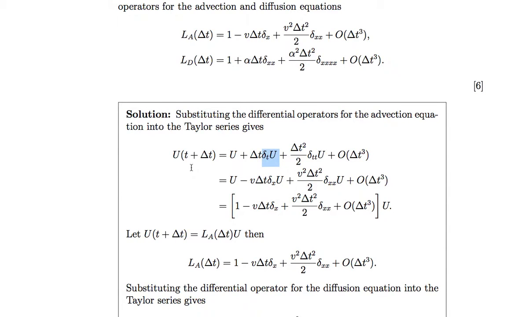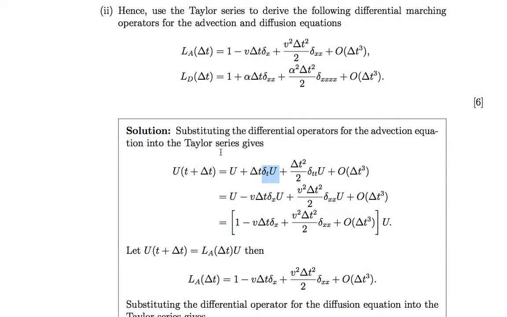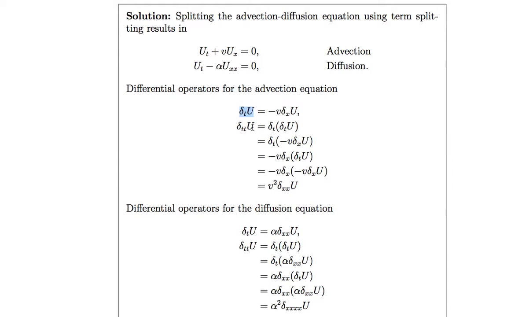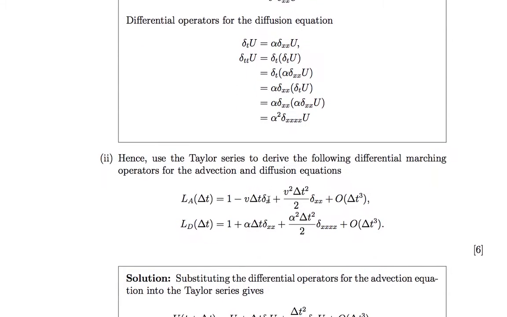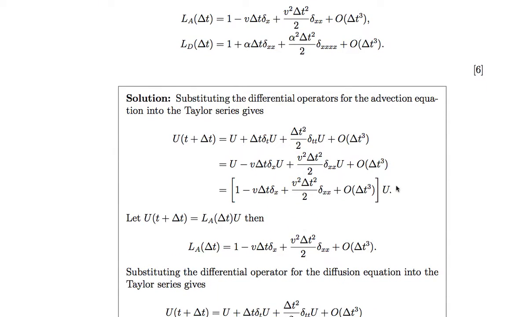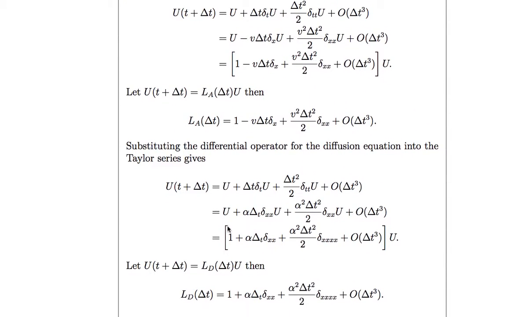From the previous question, we can see that the first order derivative of u is this, so I've replaced that there. Notice we've got the minus sign, and do the same for the second order derivative with respect to t. Then if we factorise out the u term, we've got 1 times u there, and minus v big delta t times little delta_x there. So just simply factorise it out. That's the marching operator for the advection equation.